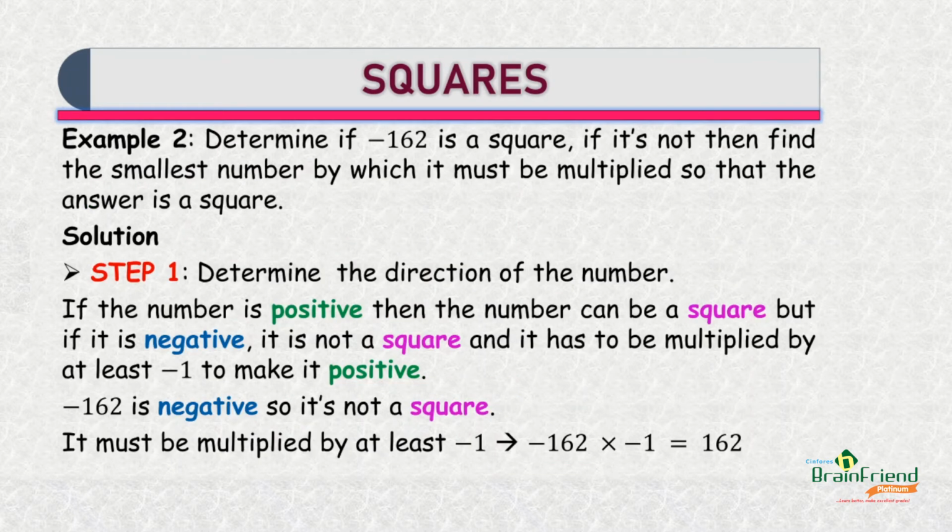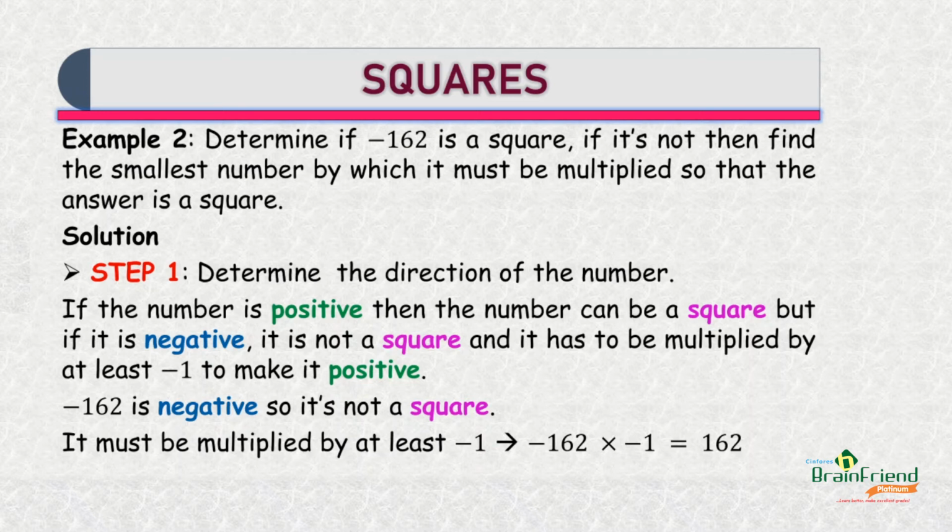Now, let's take a look at an example. Determine if minus 162 is a square. And if it's not, then find the smallest number by which it must be multiplied so that the answer is a square. Step 1. We determine the direction of the number.